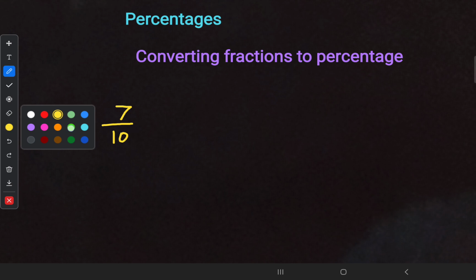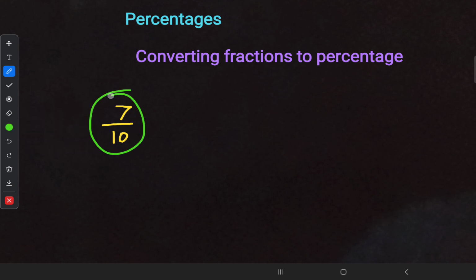In this case, a fraction is given, but its denominator is not 100, so we cannot write it as a percentage directly. Here is your task: convert the fraction to its equivalent fraction. You know how to find an equivalent fraction. You should convert the denominator to 100. Then after, we can express it as a percentage.